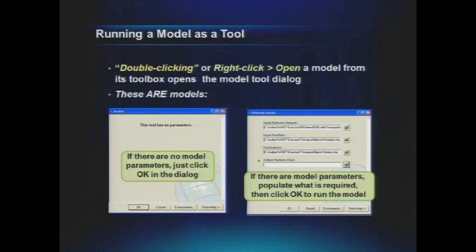So that's the difference that we're seeing on the screen here. We have one tool on the left-hand side that has absolutely no parameters in it, so I don't have to fill in anything. I can just hit OK. The one on the right side, we actually have to fill in some information because they've exposed those pieces of that model to a dialog for me. And I'll show you how to do that.